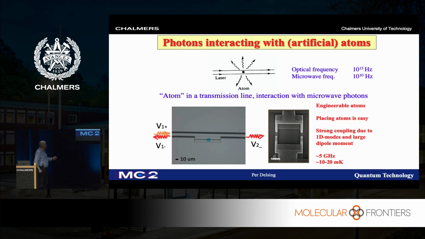And we can then build our atoms here, and we can put them in transmission lines. So this is a transmission line. It's essentially a squashed coax. And we put our atom in here, and then we can send in microwaves. We can see how much is reflected. We can see how much is transmitted. And there are a number of interesting things about this system that make it advantageous compared to using real atoms.